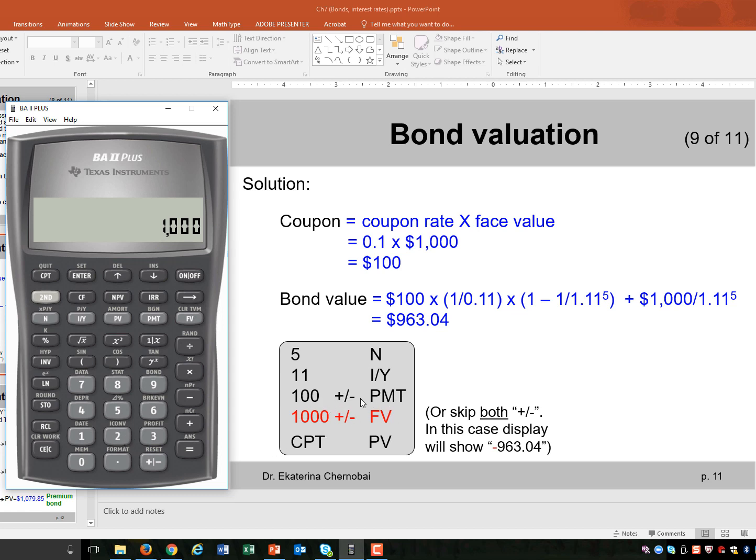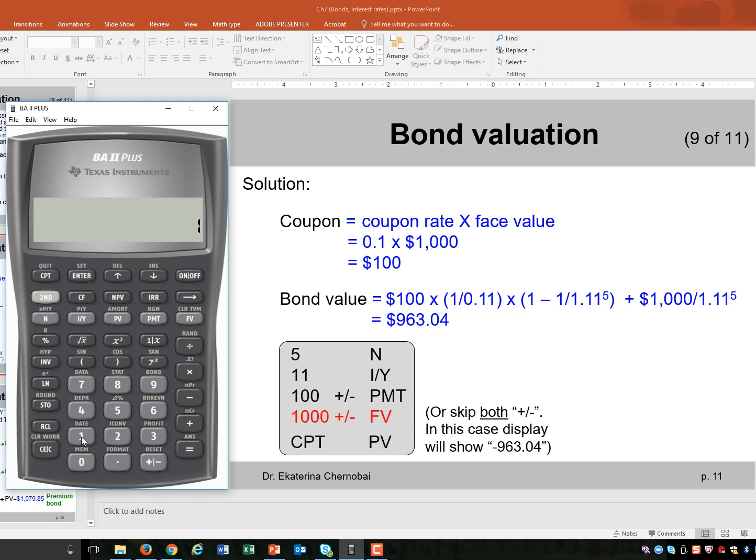You're also going to make your future value negative. So you press the plus minus key and then you press FV. FV stands for future value, but here it's also the face value when we talk about bonds. And then in no particular order, you enter the discount rate, 11%, which is also known as the yield to maturity when we talk about bonds.